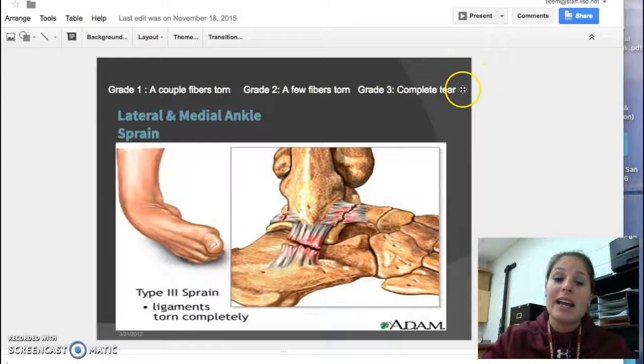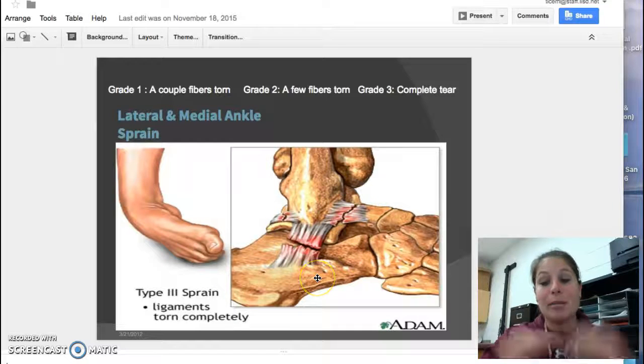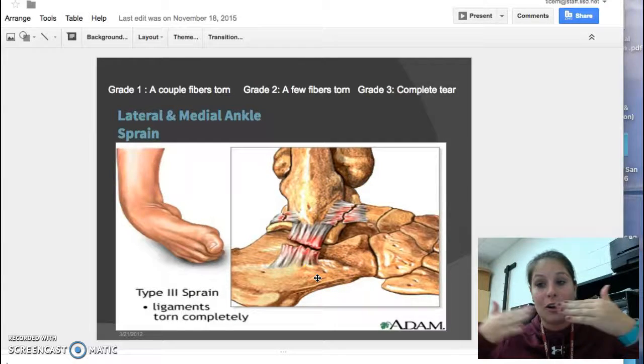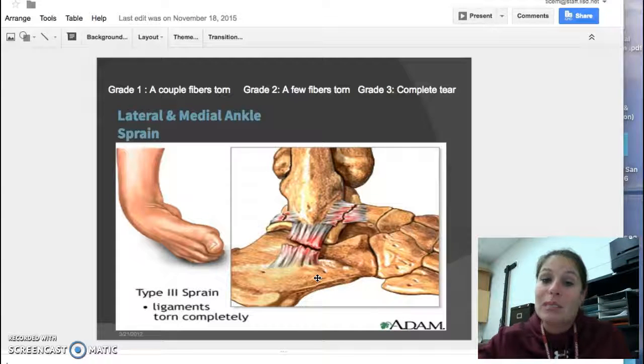And grade 3 is a complete tear, and that's what's shown here. You can see where these fibers are completely separated, and instead of that ligament being all nice and connected, it is not, okay? That's going to be a complete rupture of those ligaments, a lot more severe, okay, a lot more swelling.